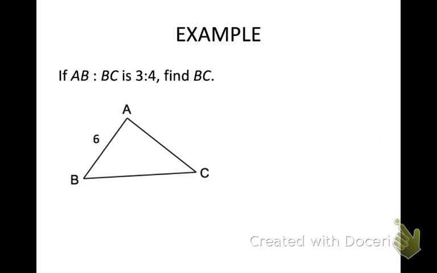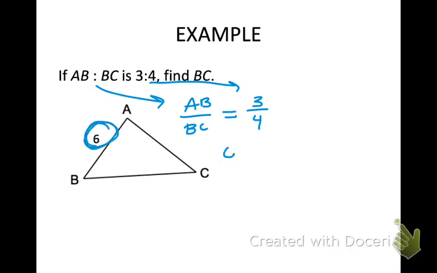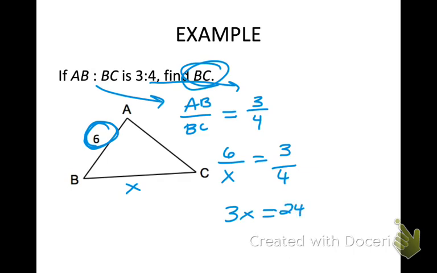All right, and last example, we're told that AB is proportional. Remember, this symbol right here is just another sign for a proportion. So I can rewrite this as a fraction of AB over BC. Is another word for equals, and then I can rewrite 3 to 4 as a fraction of 3 over 4. What is the length of AB? It's 6. We need to find BC, so BC is really my x, equal to 3 over 4. Cross multiply, that gets you 3x equals 24, so x is equal to 8.